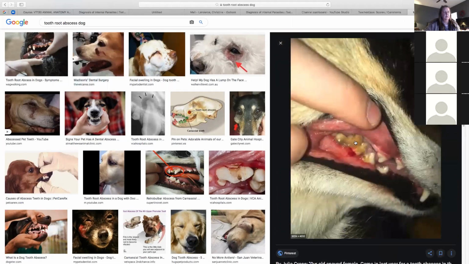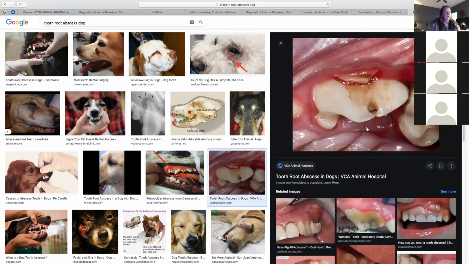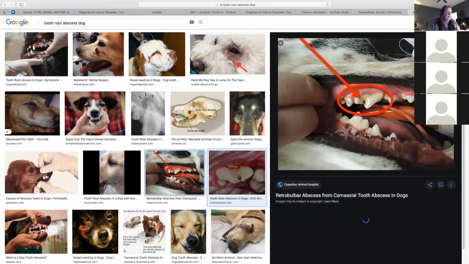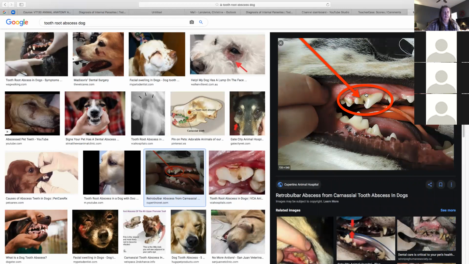But here is the tooth. It's kind of hard to see right there. So here is the carnassial tooth. What we're looking at here is what's called a slab fracture, where a piece of that tooth, like a slab, has broken off. The problem here is that's created an area where bacteria migrate up into the sinus. Here's the tooth that's affected. We've got canine, incisors 1, 2, 3, and this is the fourth premolar, and then we've got the 1 and 2 molars back here.